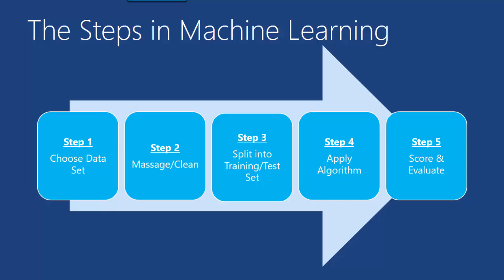Once you have your structured data set, you basically split it into 2 parts. One is called the training set, on which you will be applying your algorithm, and the other part is called the test set, against which you will be testing the trained model. Step 4 is about applying the algorithm onto the trained set that you have extracted in step 3.